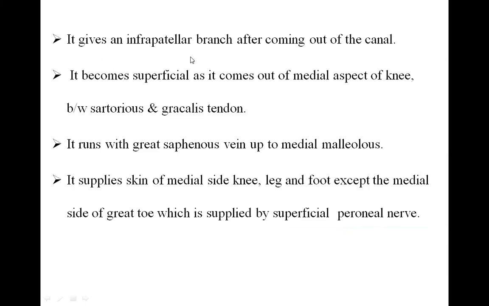It gives off the infrapatellar branch after coming out of the canal. It becomes superficial as it comes out on the medial aspect of the knee between the sartorius and the gracilis tendon. It runs with the greater saphenous vein up to the medial malleolus. It supplies the skin of the medial side of the knee, leg, and the foot, except the medial side of the great toe, which is supplied by the superficial peroneal nerve.